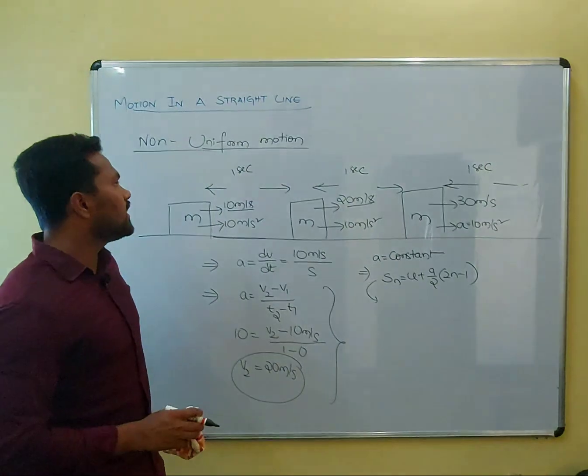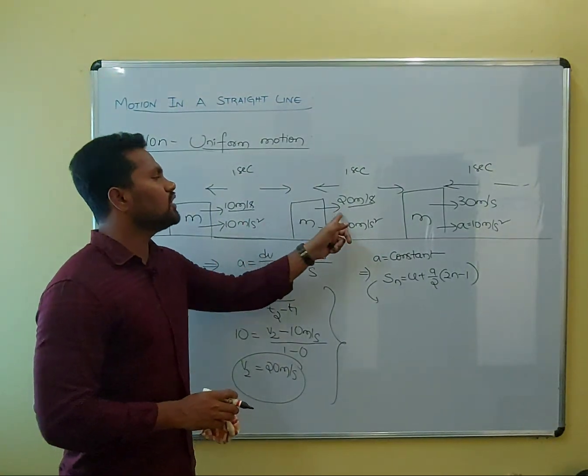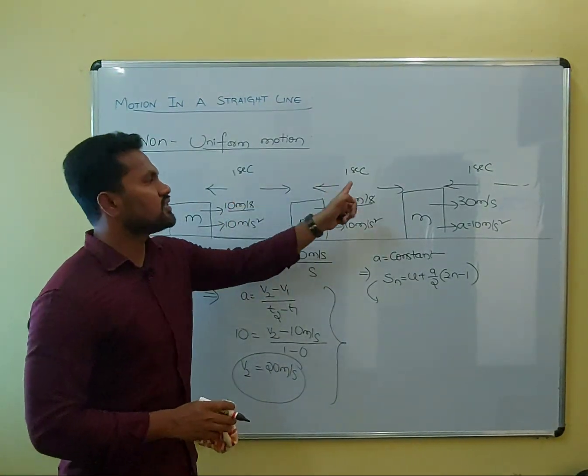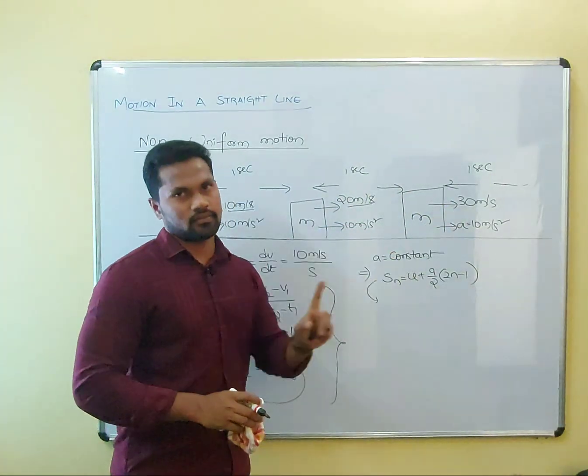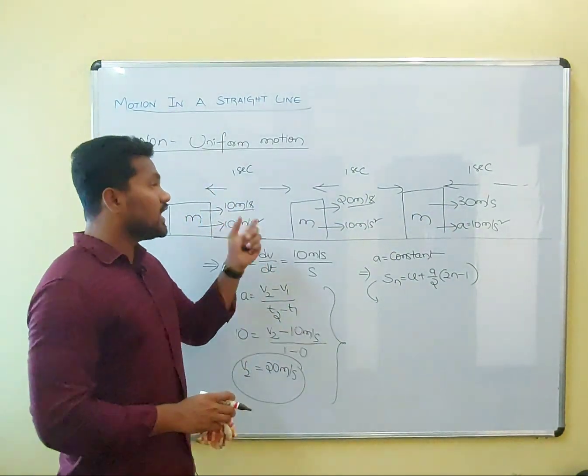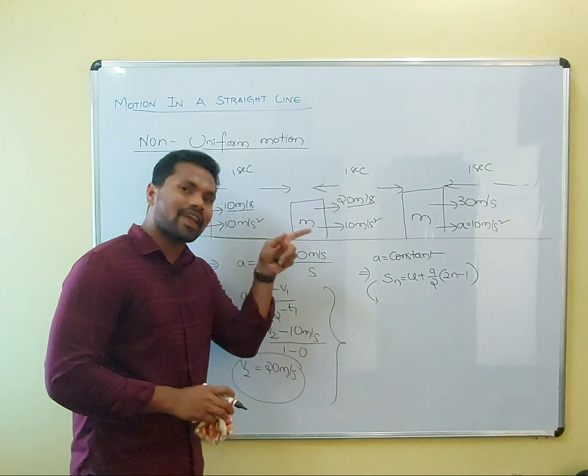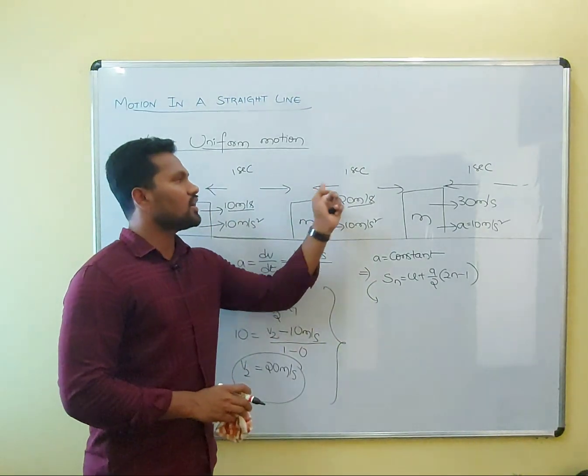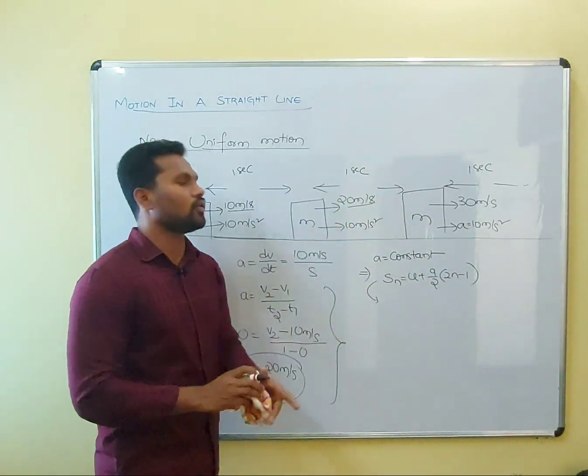Now let me calculate distance traveled by the object in each 1 second. First second, second second, third second. Are you getting the difference? The distance in the first second is different from the second second. Second in the sense this duration, 1 second duration.